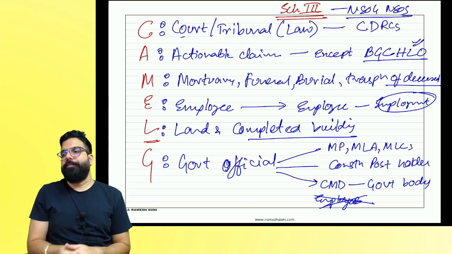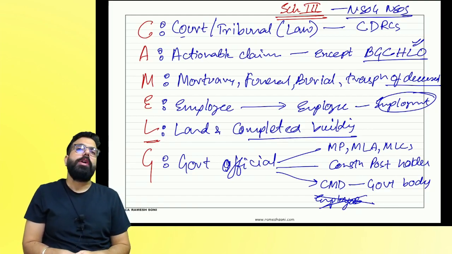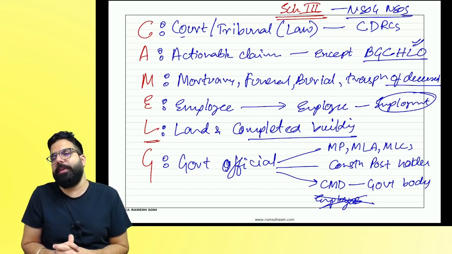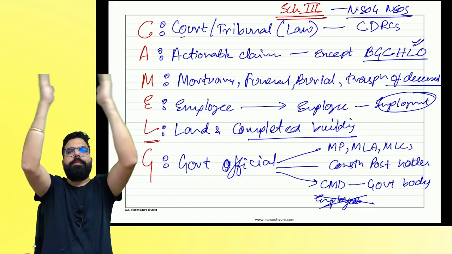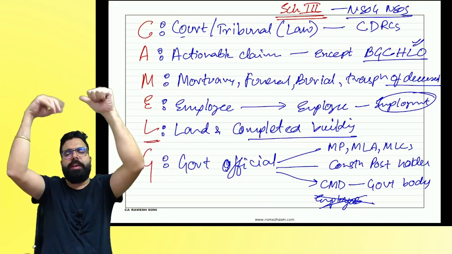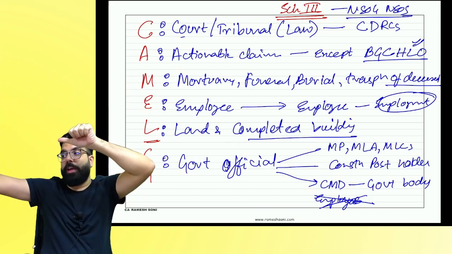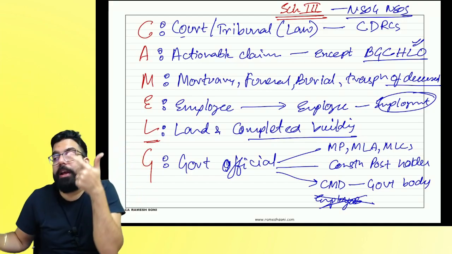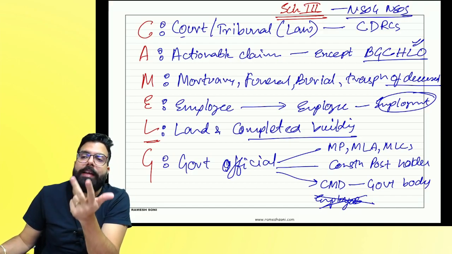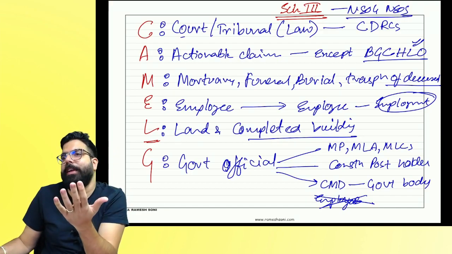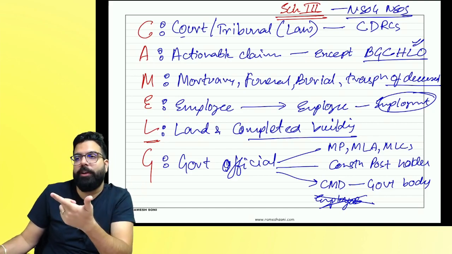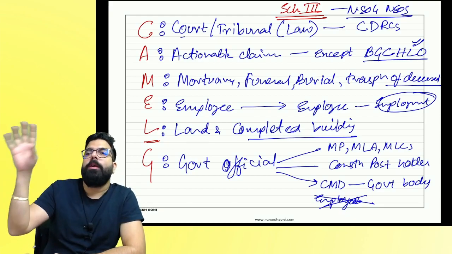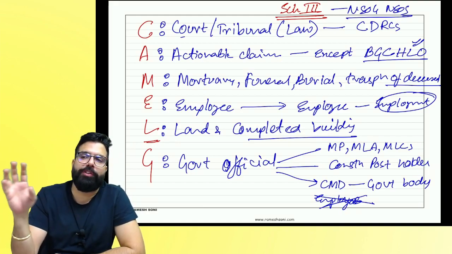People, are we done? Okay. Tell me one thing. What are the activities or transactions which are neither supply of goods nor supply of service? Camel G. You have to talk with me, everyone. C for court or tribunal, including consumer dispute redressal commission. Then actionable claim other than betting, gambling, horse race, online gaming, lottery, casinos, etc. M for mortuary, burial, funeral, including transportation of the deceased.